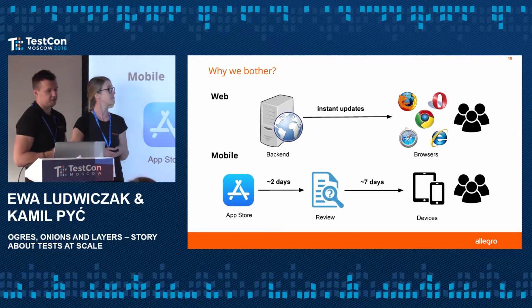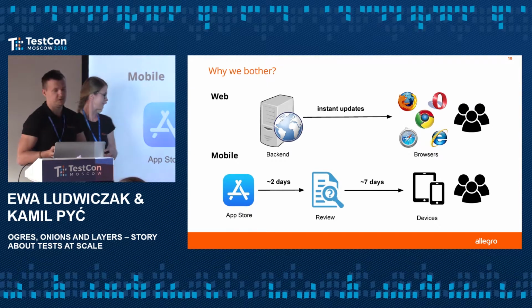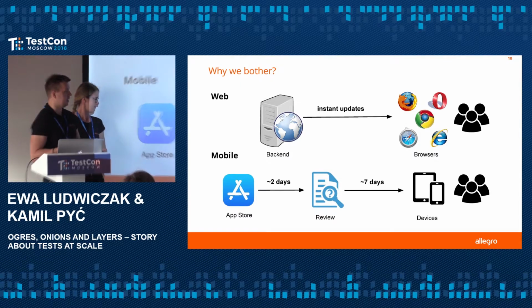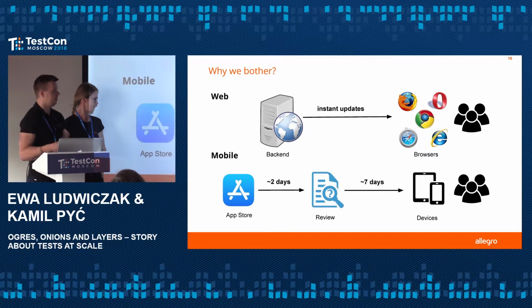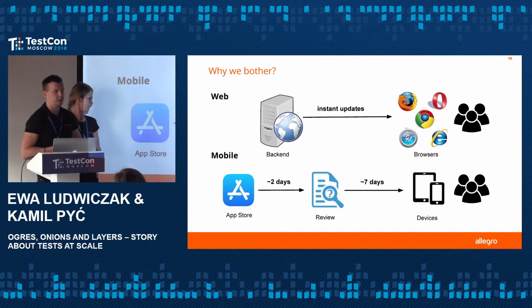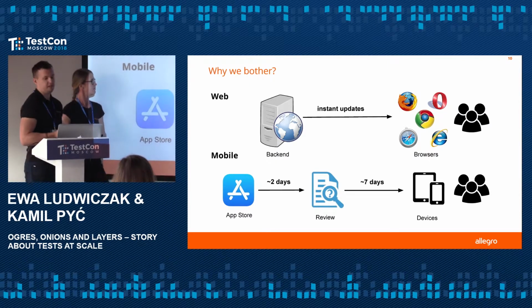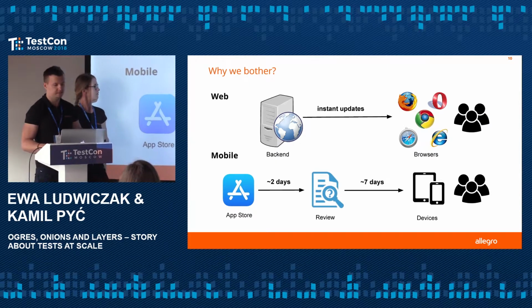But there is a different story on mobile. First, you need to upload your new app version to the App Store. Then you wait for the review, approximately 2 days. And when your app passes the review, you can then release it to the users. But you need to wait approximately 1 week to reach 90% of the users. So this is a lot of time, especially for critical bugs.